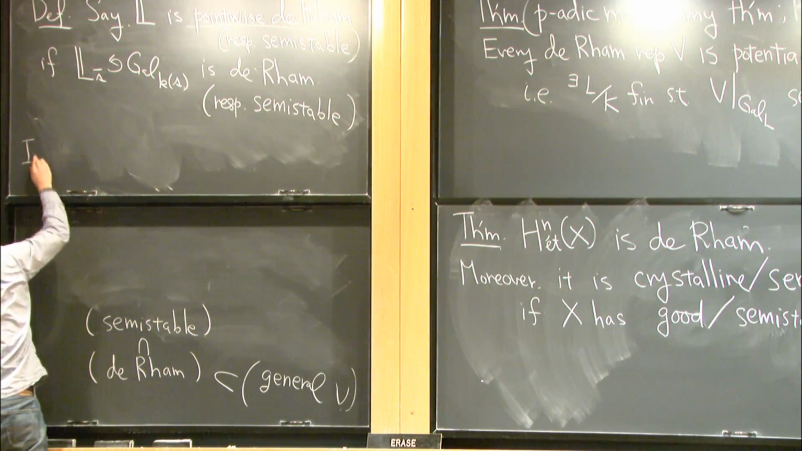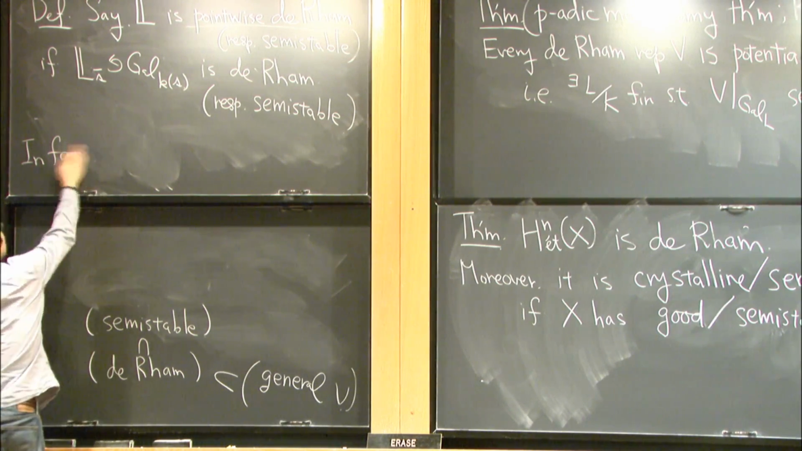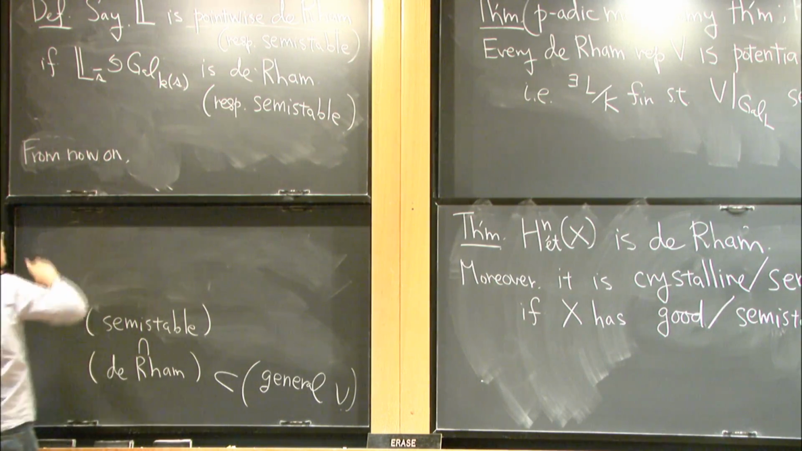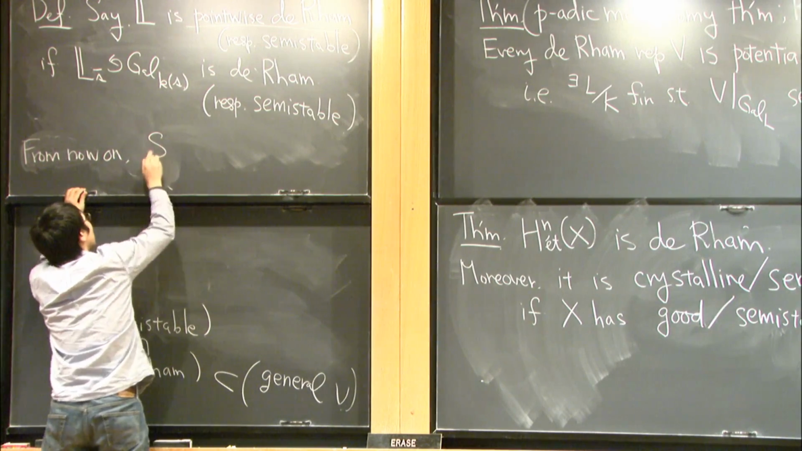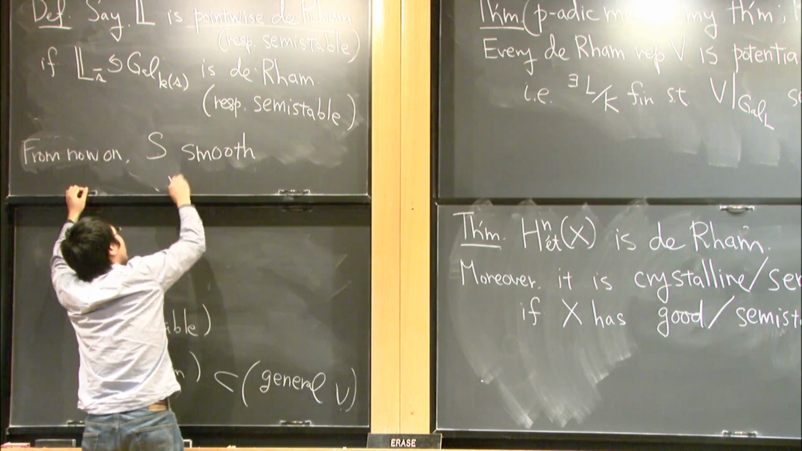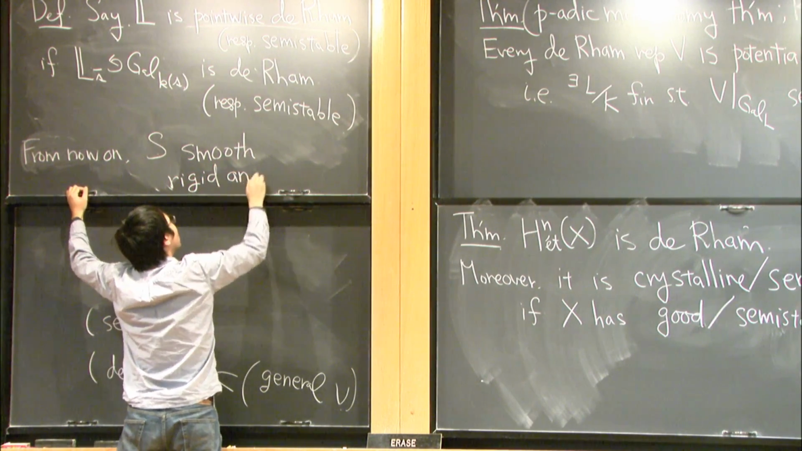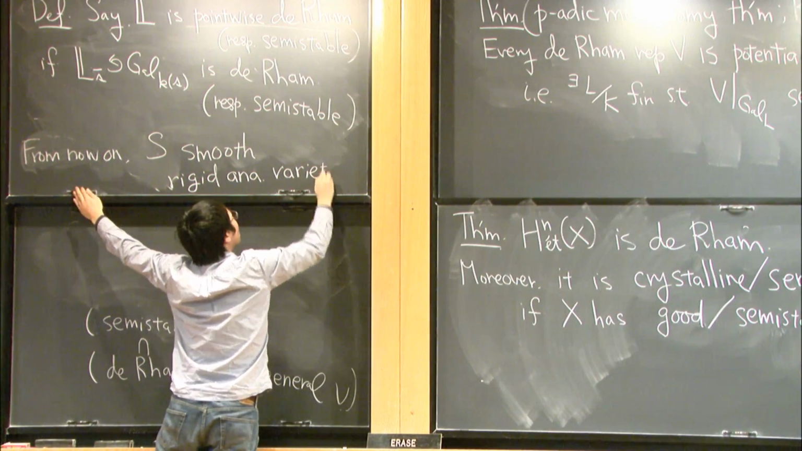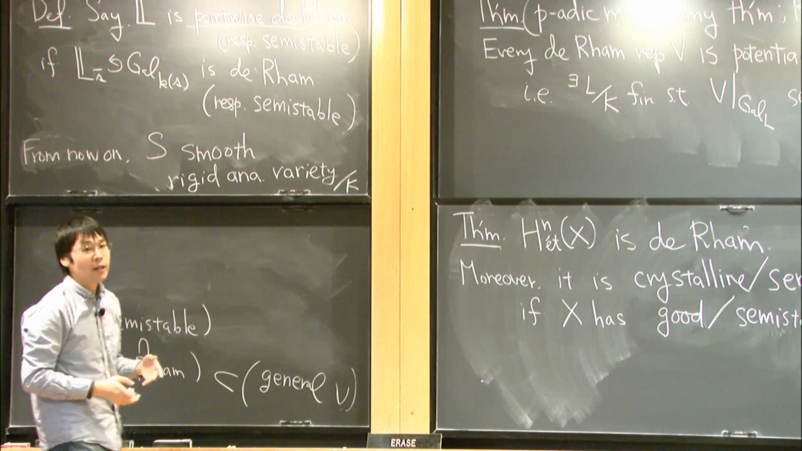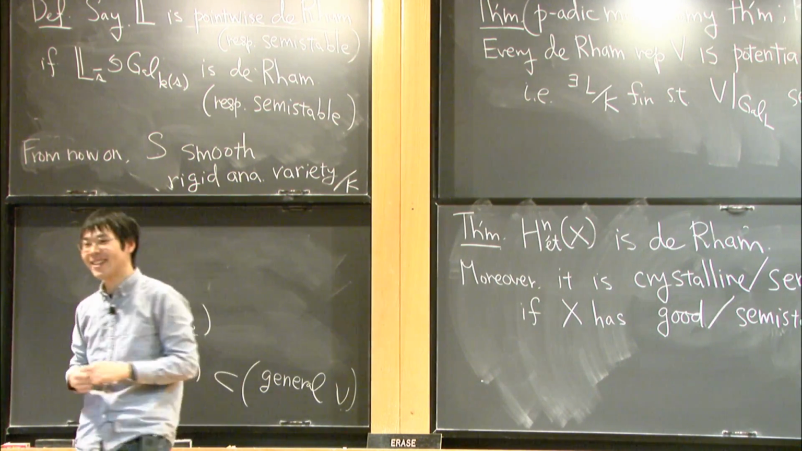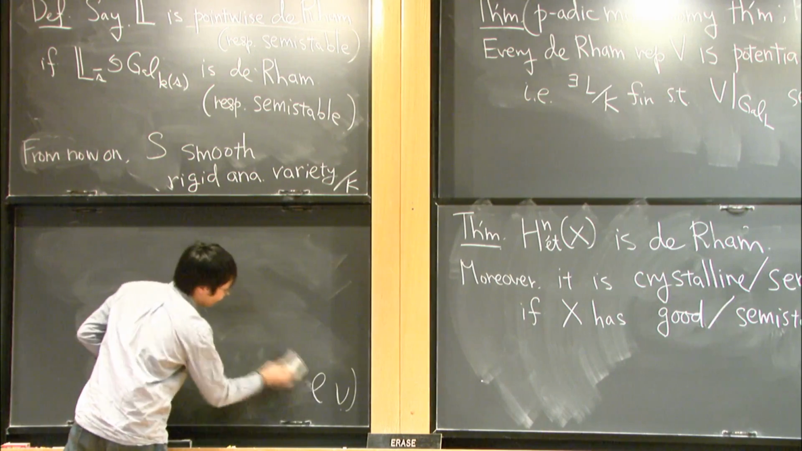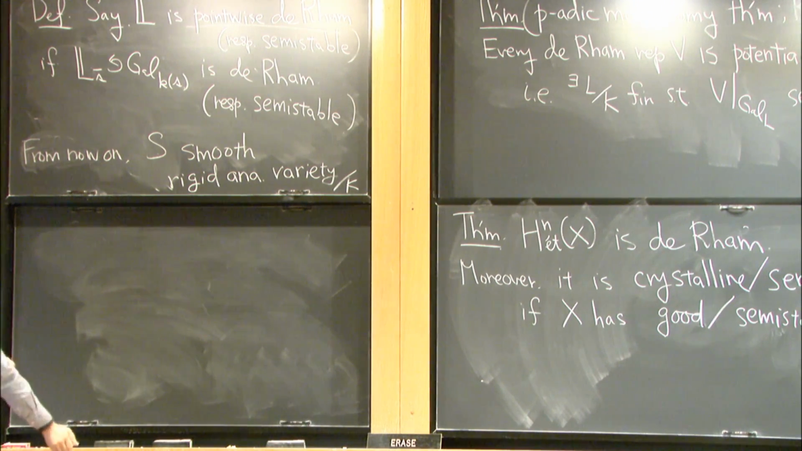So from now on, my parameter space S, I want to regard this as a smooth rigid analytic variety over K. If you're not comfortable with this language, you can just start with a smooth algebraic variety and then consider the naive topology, as naive as you can think of, which has analytic flavor, not Zariski flavor.